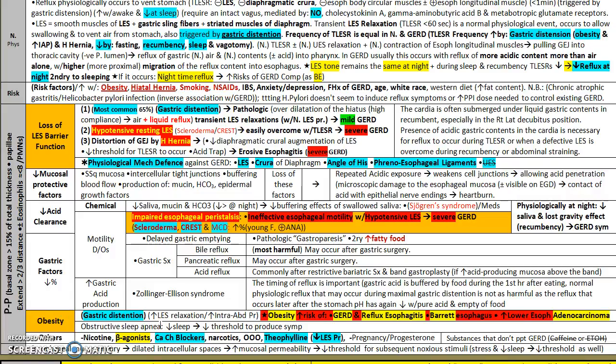Obstructive sleep apnea, through less sleeping time, so there's a lower threshold to produce symptoms. There are some other miscellaneous factors like smoking, using beta agonists, calcium channel blockers, tricyclic antidepressants, theophylline, and all these affect the LES pressure and will lead to GERD. Also, pregnancy and its hormones might precipitate GERD.